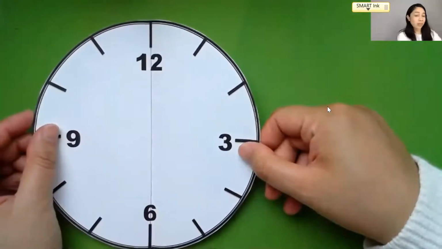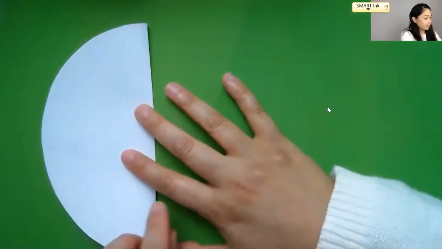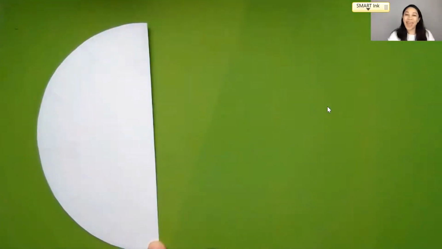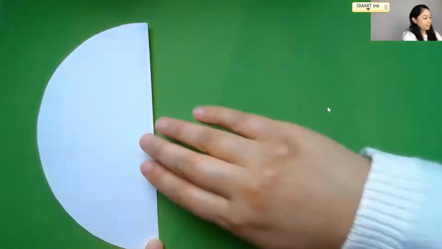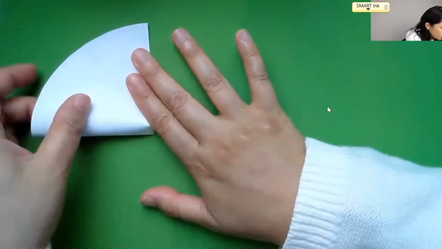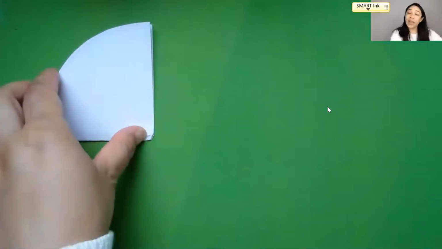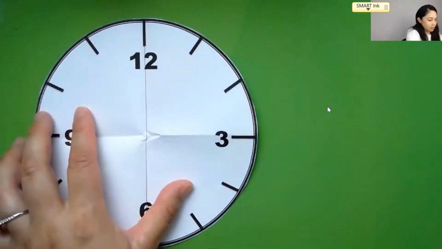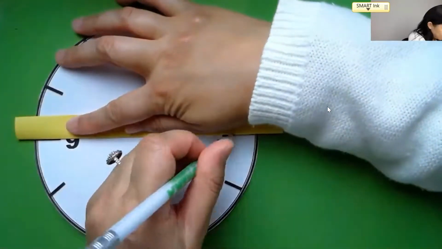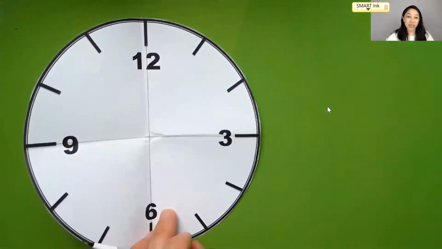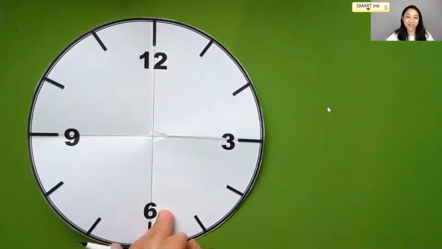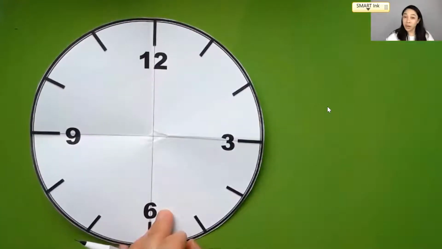What fractional units have we just created? Halves. Very good. Let's now fold our clock again. Go ahead and unfold and then trace along that second folded line. What is the new fractional unit that we've just created? Fourths, or quarters.